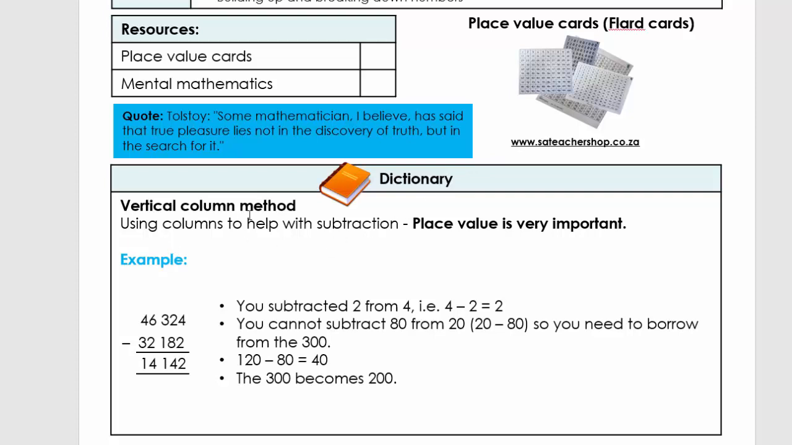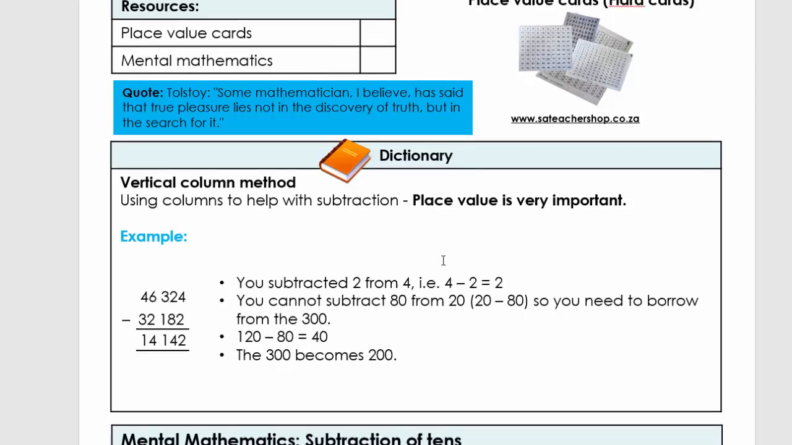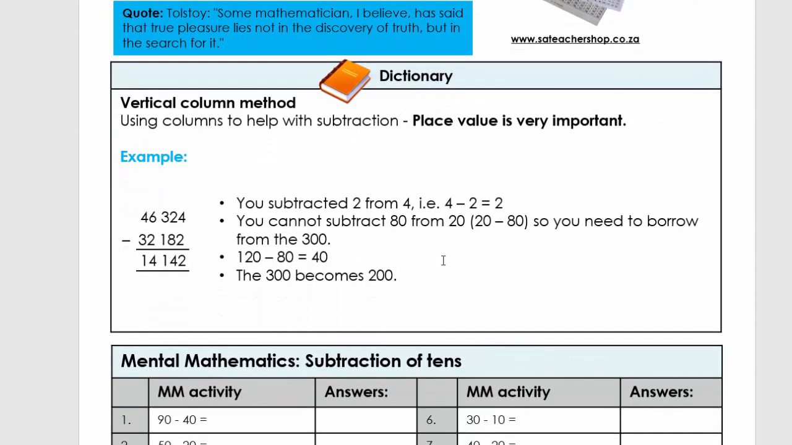And then explaining the vertical column method. Remember, the CAPS curriculum, it's the first time that they recommend that we use the vertical column method. The other methods that you've been using before, and we're going to use in this lesson, are mainly to learn different techniques, and these techniques will help us later on in the maths that we're going to do.